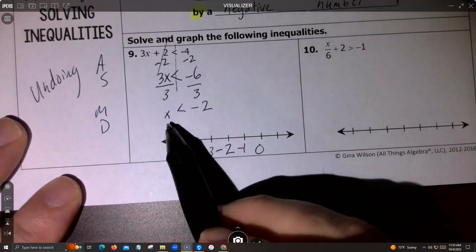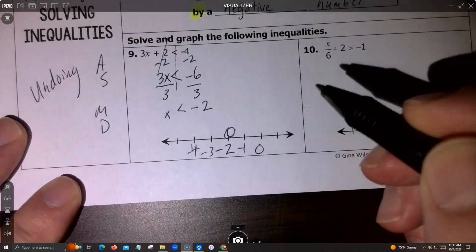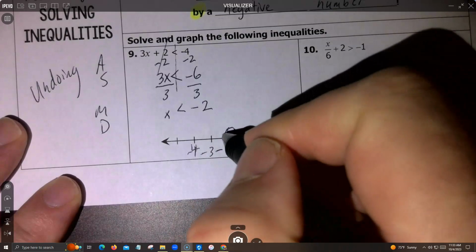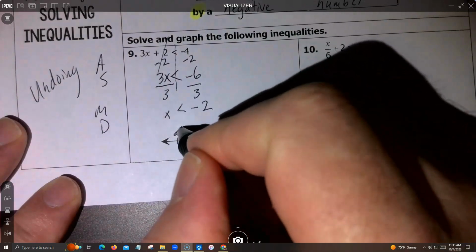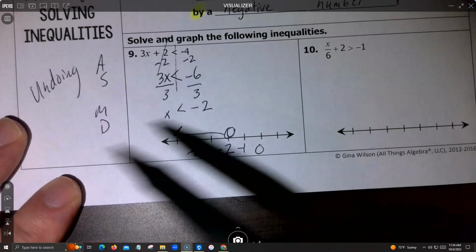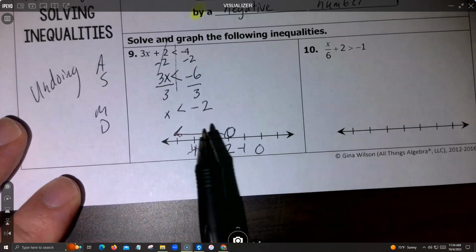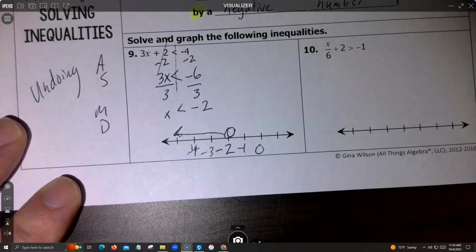All right, so I read this again. I have an open dot on the -2, and it's less than, so I'm going there. Remember, less is going to the left, and greater than is going to the right. Numbers are getting bigger this way, and they're going less going that way.